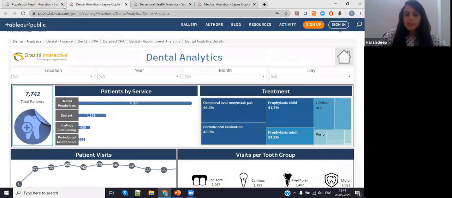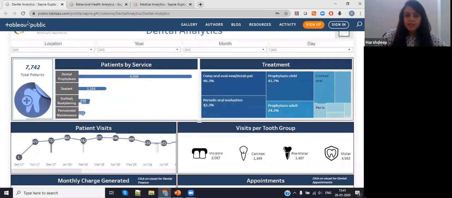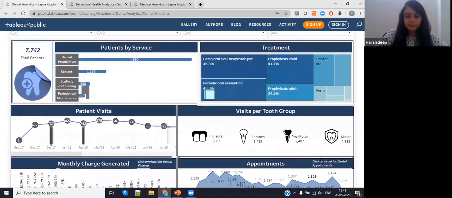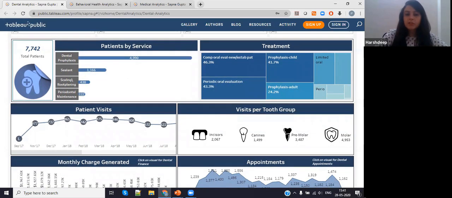And now the next one we have is dental analytics. This enables you to keep an eye on dental visits for multiple services and treatments, highlighting the most availed service during the selected time frame. You can also view appointments and monthly visit trends. In addition to this, you can view charge distribution details by month. The Dental Finance Dashboard enables you to view financial health.